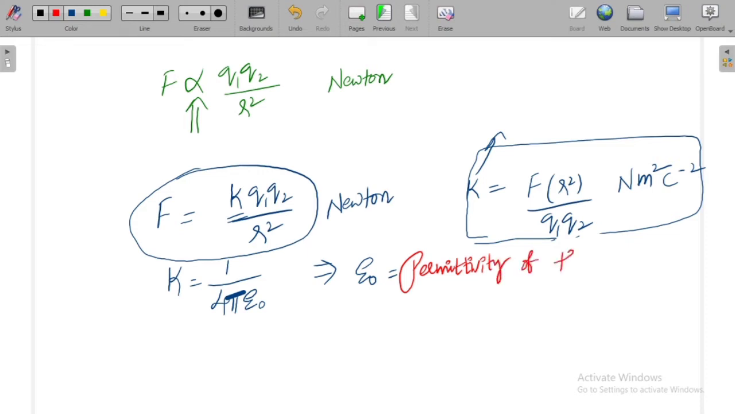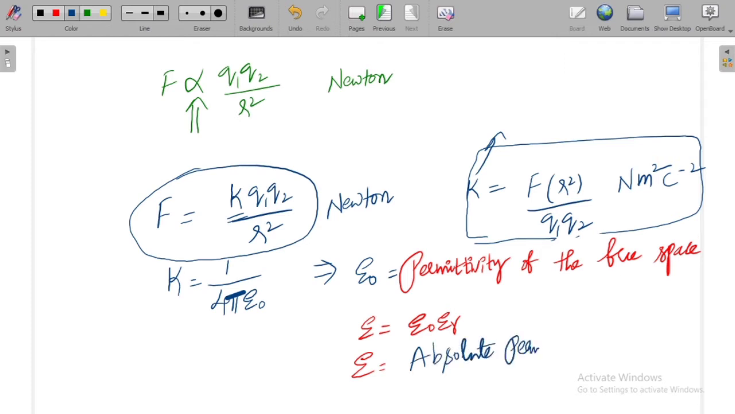Permittivity of free space means it depends upon the medium. Is it right or not? See, if we do not have a free space, epsilon naught is replaced with epsilon, which is equal to the product of epsilon naught and epsilon r, where epsilon is nothing but the permittivity of that particular medium. We can call it absolute permittivity. And epsilon r is the relative permittivity.